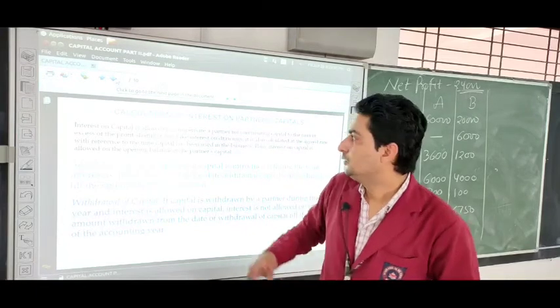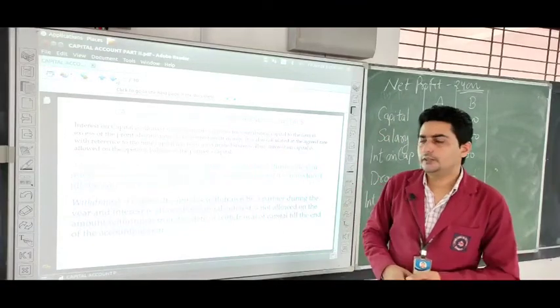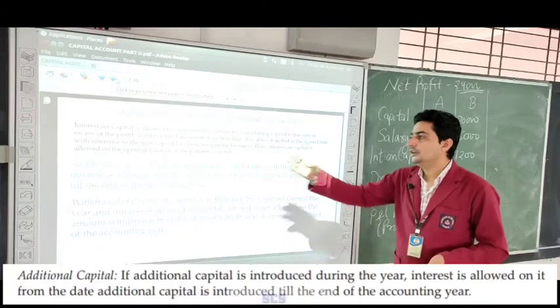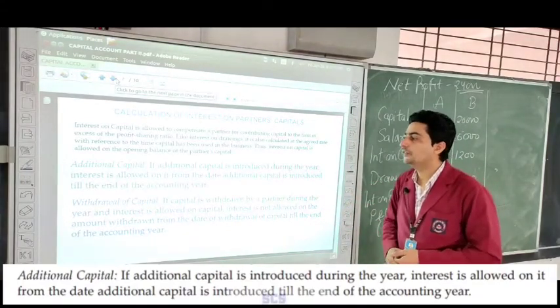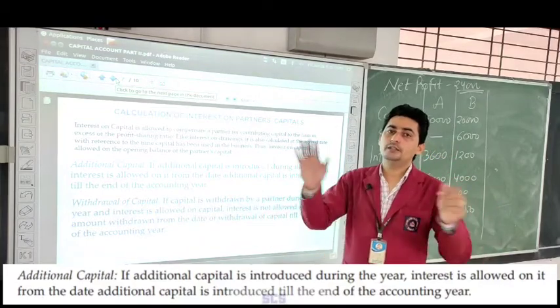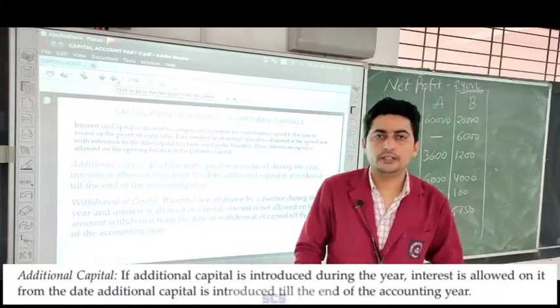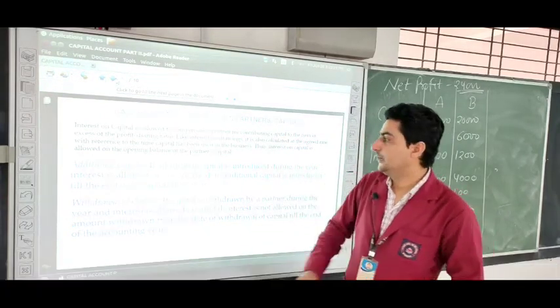Okay students, so it is given at the agreed rate, which is already written in the partnership deed. Now what about additional capital? If additional capital is introduced during the year, interest is allowed on it from the date the additional capital is introduced till the end of the accounting year. If additional capital is being introduced, then the partner will also get interest on that additional capital, but date wise, month wise, he will get interest on it.